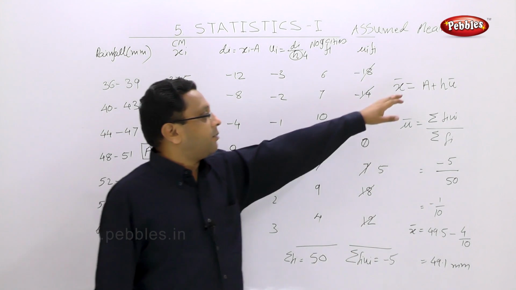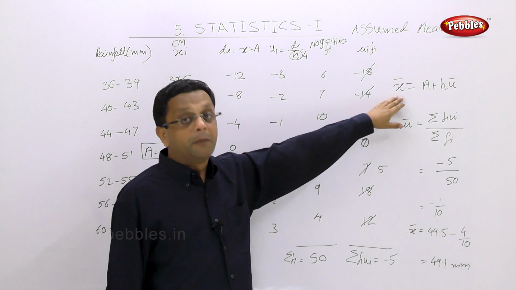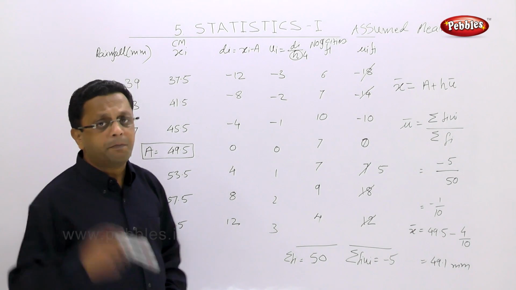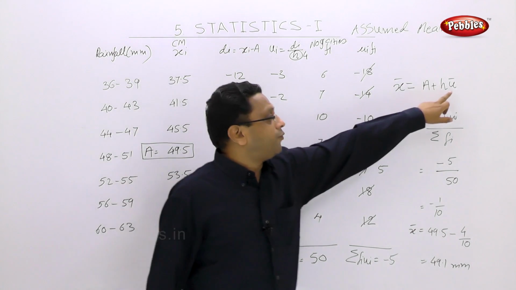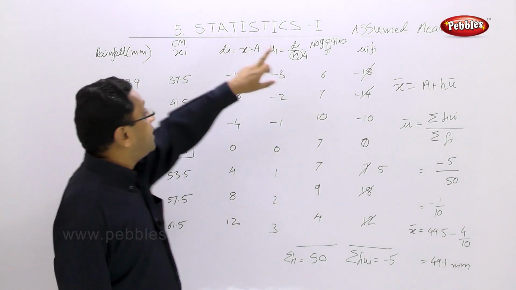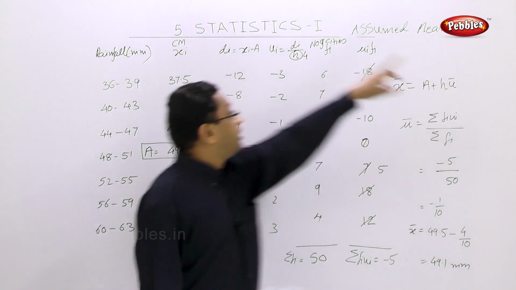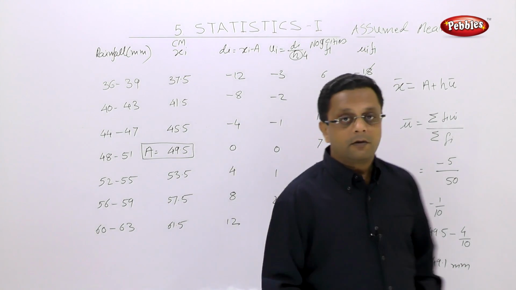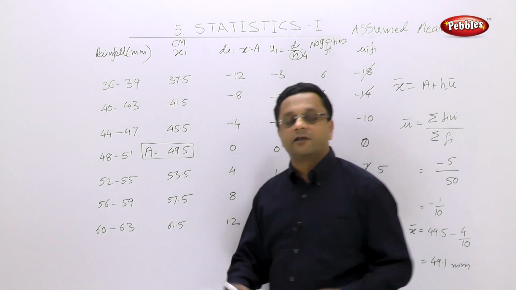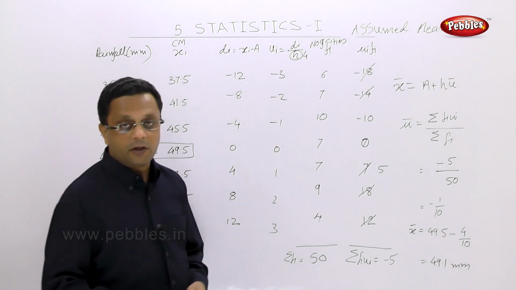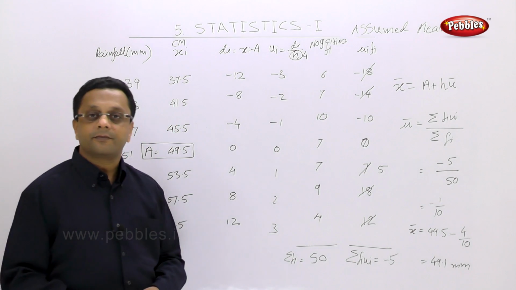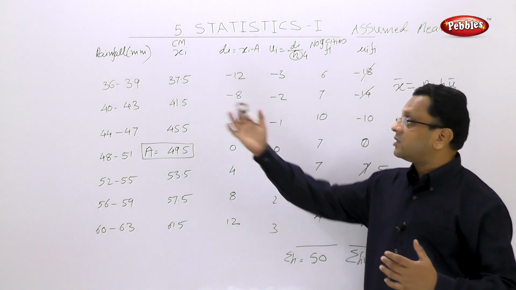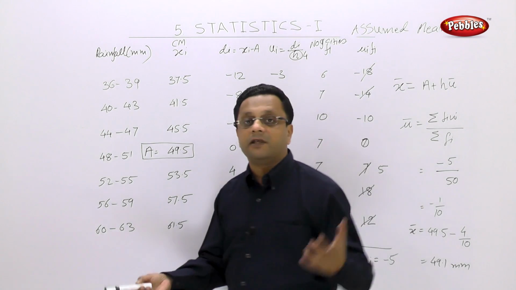When I found uifi, my ultimate formula for the mean, that is x bar, is equal to a plus h u bar. Why a plus? First of all, you find u bar. Since you divided by h, I am multiplying by h. Since you subtracted a, I have added a. So whatever you did in the first step, you have to eliminate that effect. Your answer will not change, remember. So these are the three methods of finding the mean.